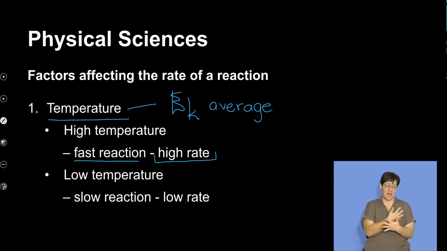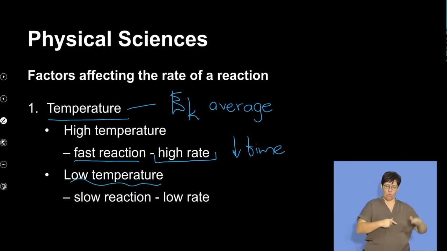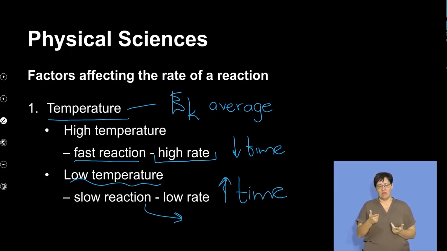But that fast reaction has a small time frame that we're talking about. So if your temperature is high, you will have a fast reaction and a high rate. If we look at the opposite, where your temperature is low, you will see that the reaction to form your product will take a much longer time, and we refer to that as being a low rate of reaction.